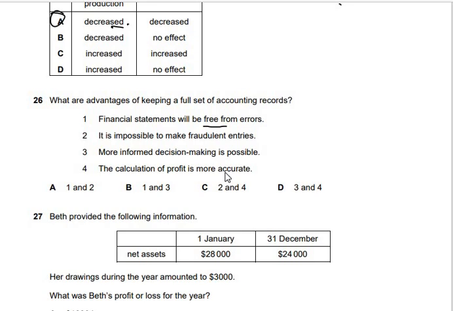Now, number 2, it says it is impossible to make fraudulent entries. No. That is also another sweeping statement, because you can't say it's impossible. It's possible, but it can be reduced, right? More informed decision making is possible. That's correct. And the calculation of profit is more accurate. That's very correct. So the answer is D.